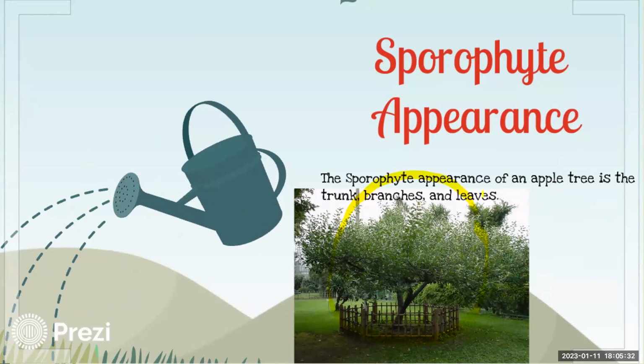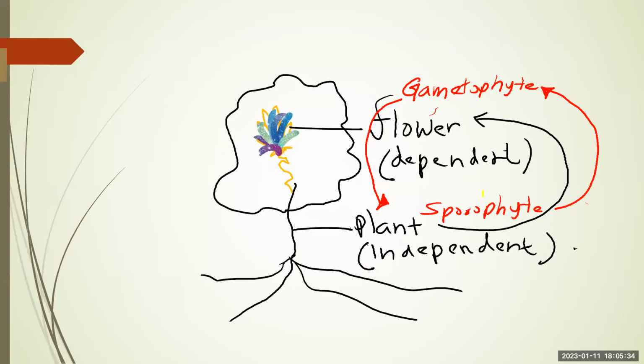Sporophyte stage and the gametophyte stage. So again, if you recap, this plant is independent and it is the sporophyte stage. So photosynthesis takes place in the sporophyte stage, and the flower depends on the sporophyte for nutrition and other requirements. The flower represents the gametophyte stage.